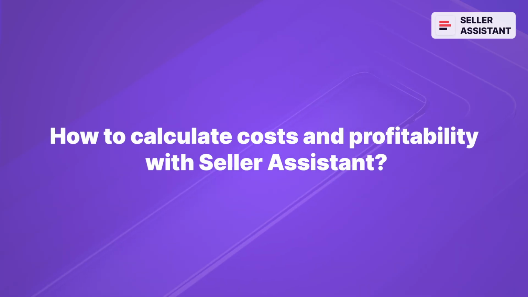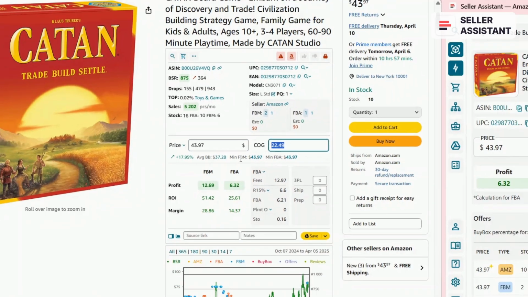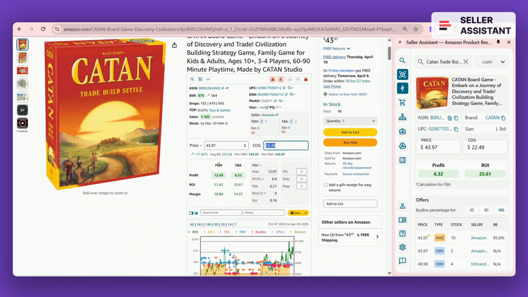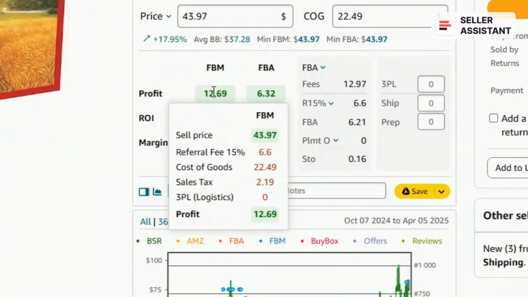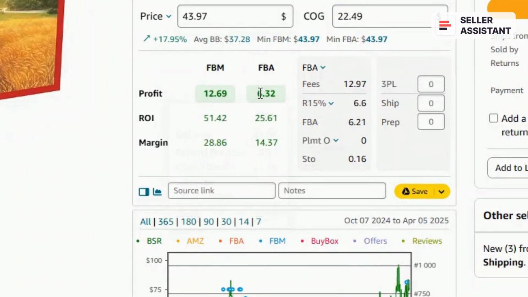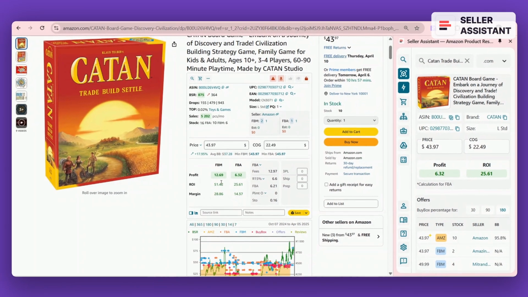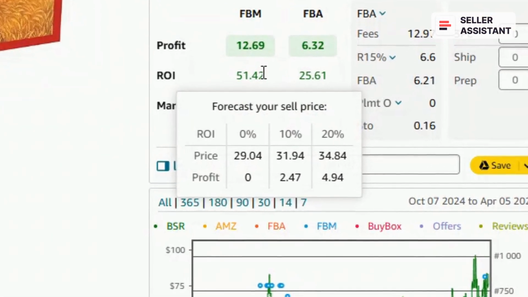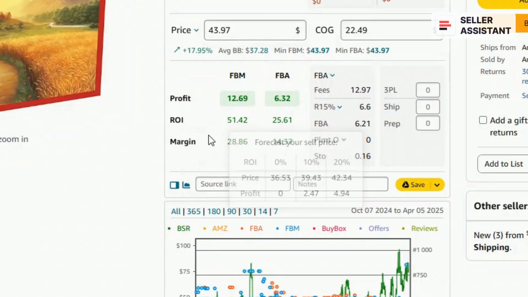How to calculate cost and profitability with Seller Assistant. The most convenient way to calculate cost and profitability is Seller Assistant's FBA and FBM calculator. It helps you calculate your expenses and product profitability. You have two options: products fulfilled by Amazon, FBA, and products fulfilled by sellers, FBM. You can quickly calculate product profitability, fees, and logistics expenses for FBA and FBM separately.